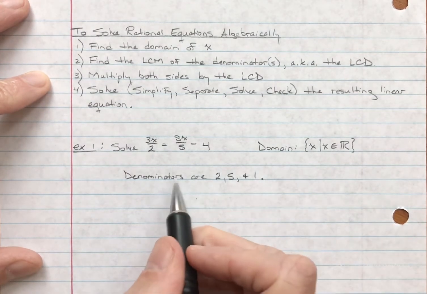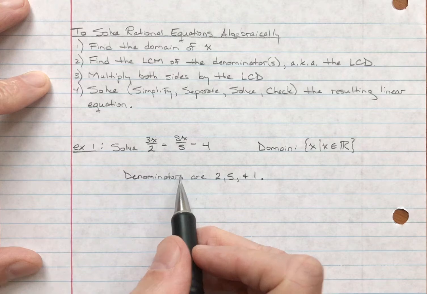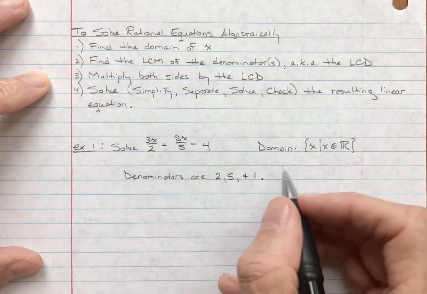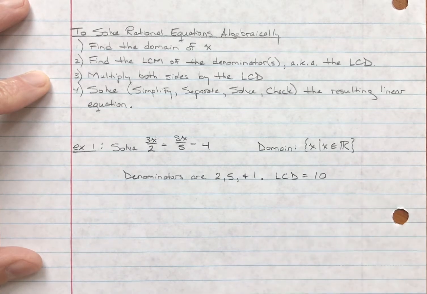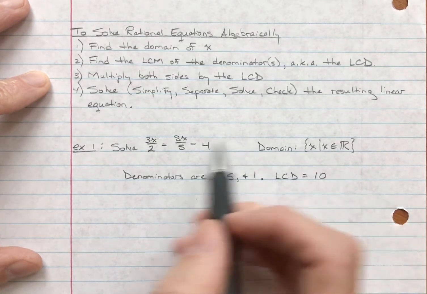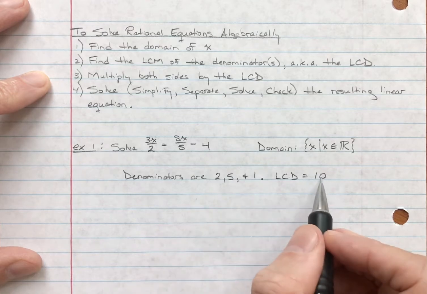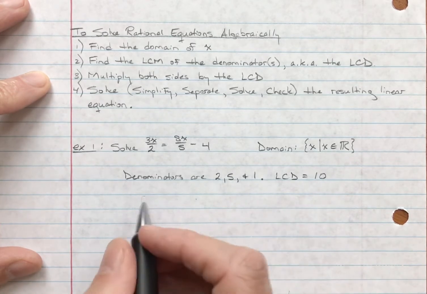Okay, what is the lowest common denominator? What is the smallest number that each of these goes into evenly? The lowest common denominator would be 10. Okay, so I'm going to multiply both sides of these by 10 to get rid of the fractions.